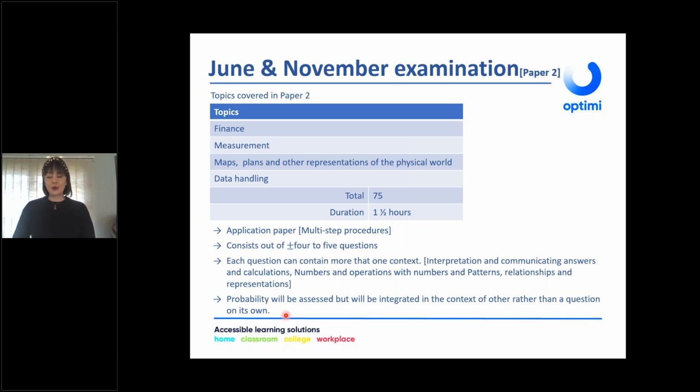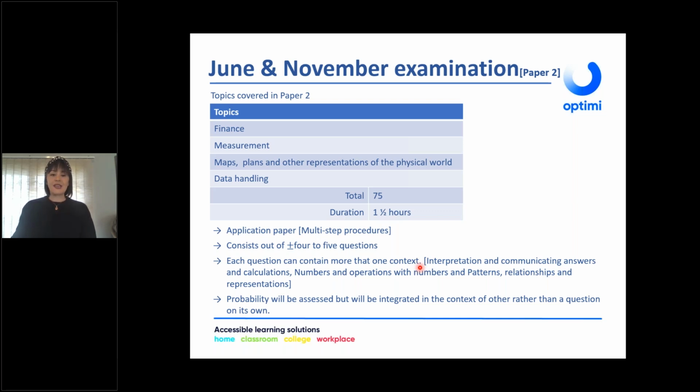If there were to be a fifth question in this paper, then it will once again be an integration of all the topics covered in term one or two, or throughout the year for a November examination. You will find that each question can contain more than one context, exactly the same as paper one. And then once again, you will be assessed on your basic skills. Now, just to quickly point out, these basic mathematical skills that we refer to are skills referring to rounding off, to estimation, to making comparisons, to analyzing, and to drawing graphs. So it is simple, straightforward mathematical skills that you should already be able to do from the start of grade 10.